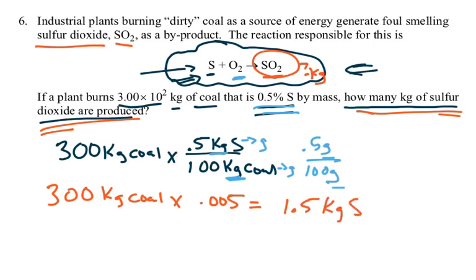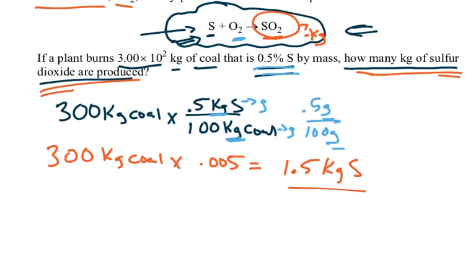So, in any event, I don't know why I did that in red, I'm sorry, because that's not SO2, it's S. But we have to first figure out how much sulfur we have. Let me go back to writing that in black. Okay, so we have 1.5 kilograms of sulfur.